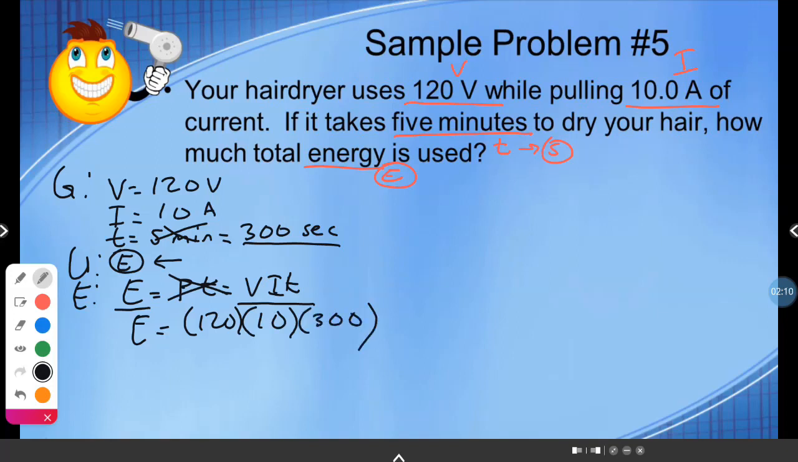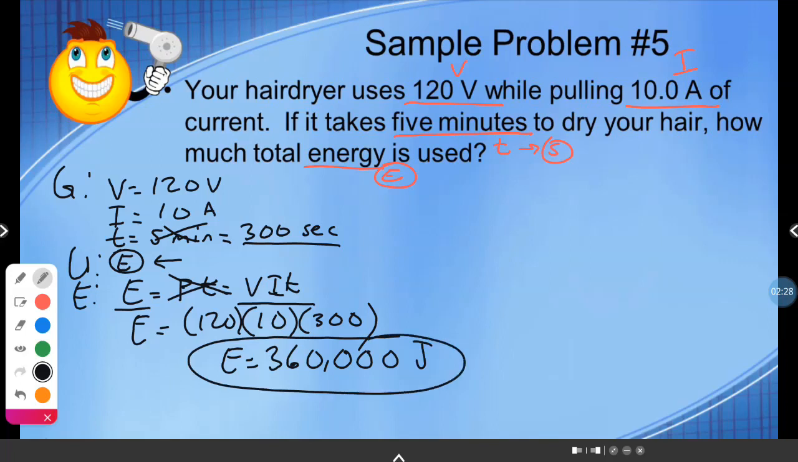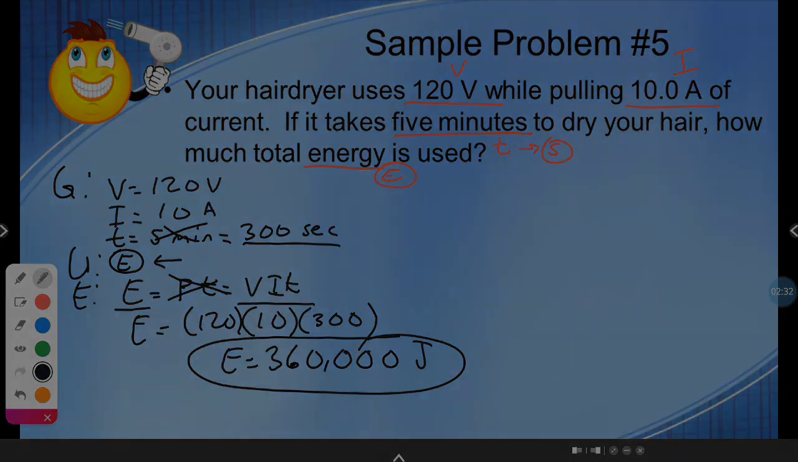So 120 times 10 times 300 is 360,000, looks like. 360,000, and remember this is energy. The unit is joules. Real simple calculation, shouldn't be very difficult. Simple and straightforward on that one.